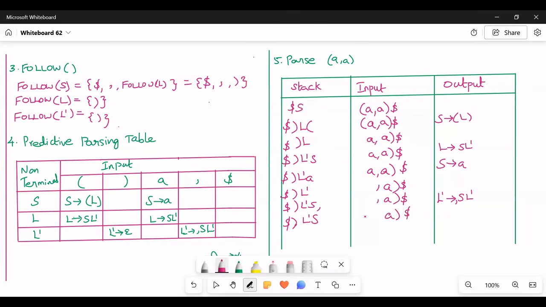Now S and A. So refer to the table. S tends to A is a production. So in the next line, replace the top of the stack S with A. Here A right parenthesis dollar. Then A and A both are matched, so remove. Then dollar L dash. Here right parenthesis dollar.